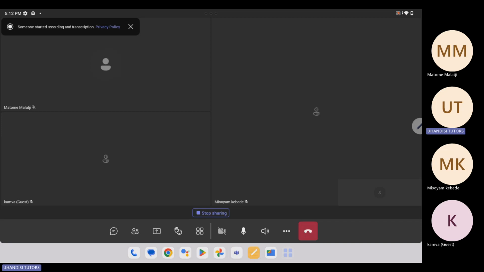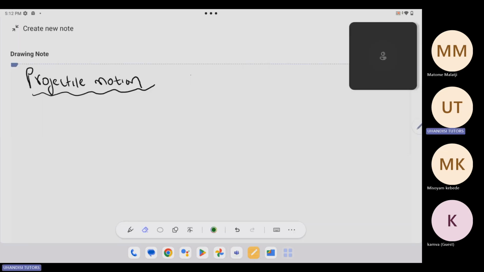So today I've prepared a lesson on projectile motion. I'm going to run this trial lesson for exactly 40 minutes because we started late. My plan was to start at exactly 5 o'clock so that I can stop at 6 o'clock. But since I'm behind by a few minutes, it's not really a problem since it's a trial lesson. Should you wish to continue taking lessons with us, I will make sure that I repeat this lesson.